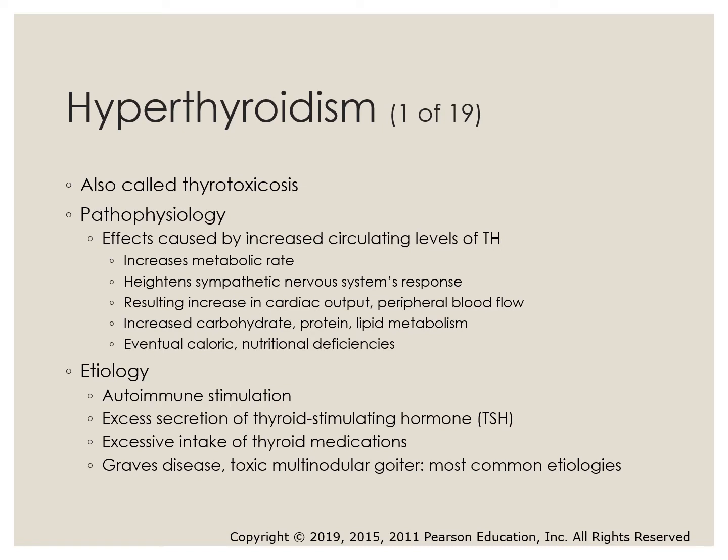So what's the etiology? Hyperthyroidism results from many different factors, including autoimmune stimulation, as in Graves' disease, excess secretion of thyroid-stimulating hormone by the pituitary gland, thyroiditis, neoplasms, toxic multinodular goiter, and an excess intake of thyroid medications. The most common etiologies of hyperthyroidism are Graves' disease and toxic multinodular goiter. So you can have Graves' disease and have this goiter, and it can make the thyroid disease even worse.